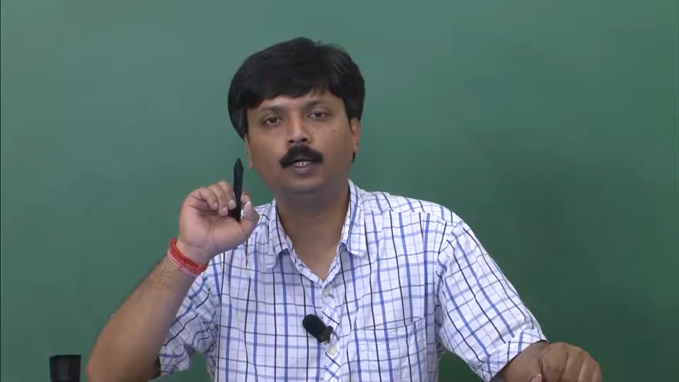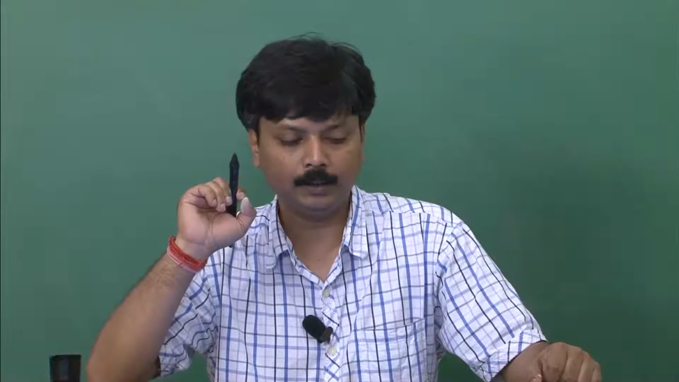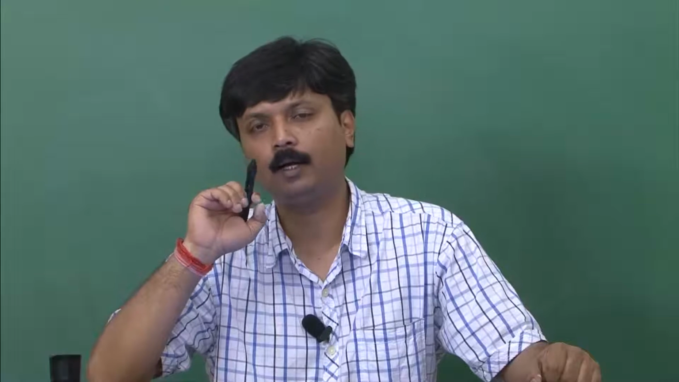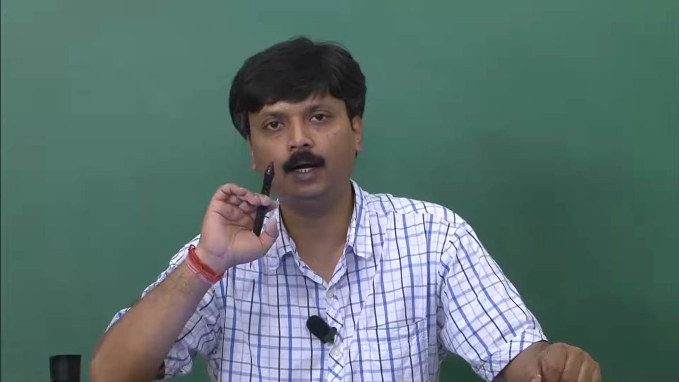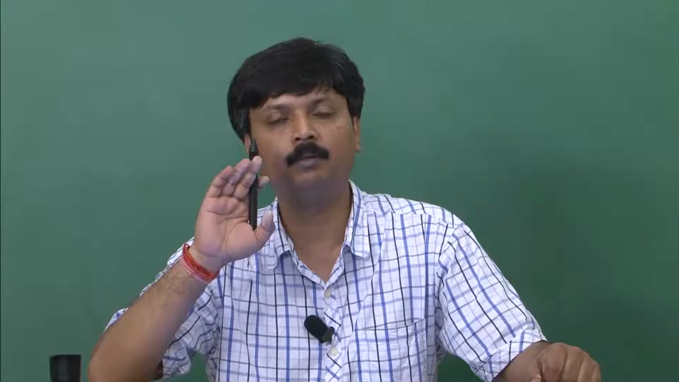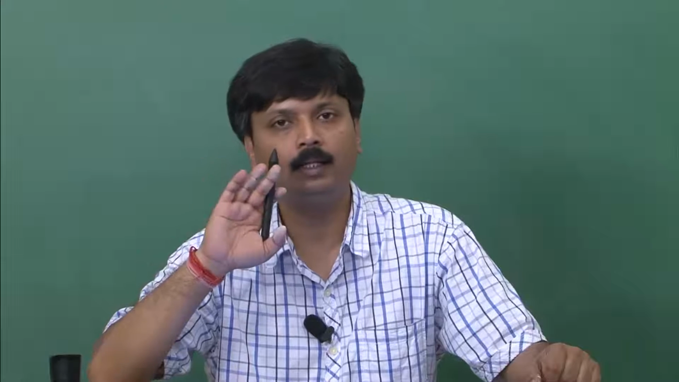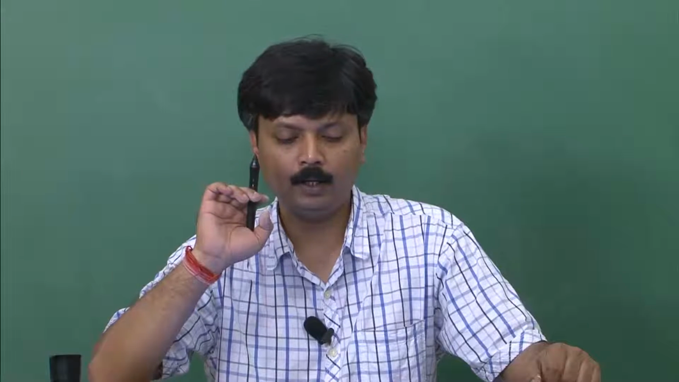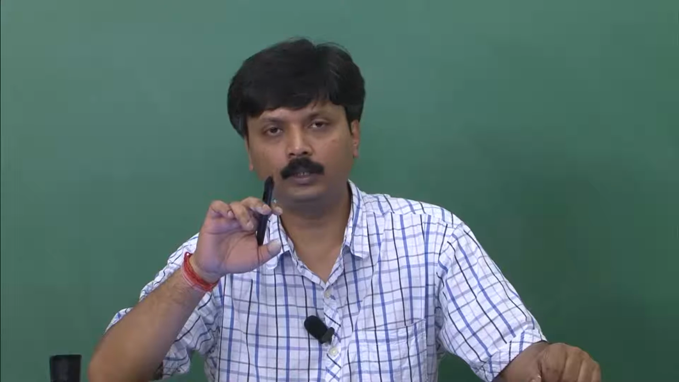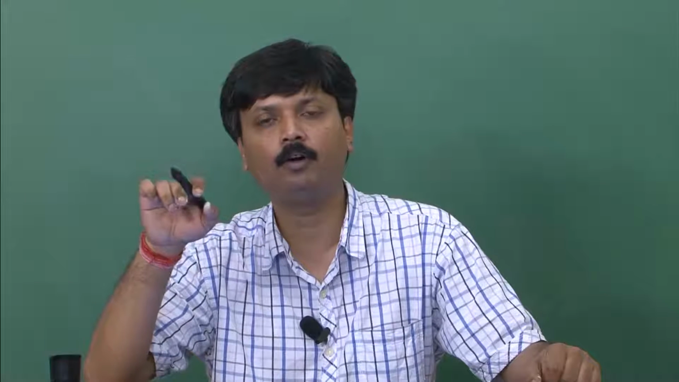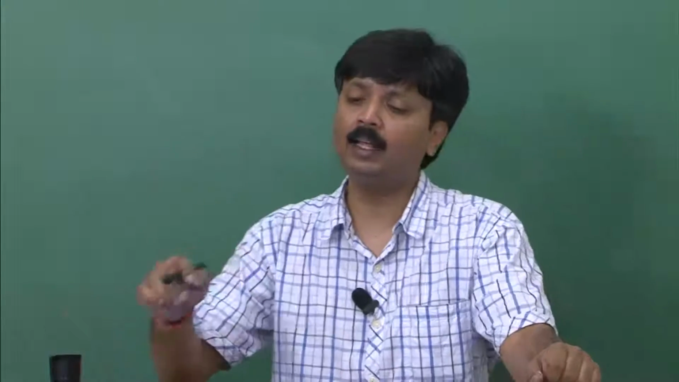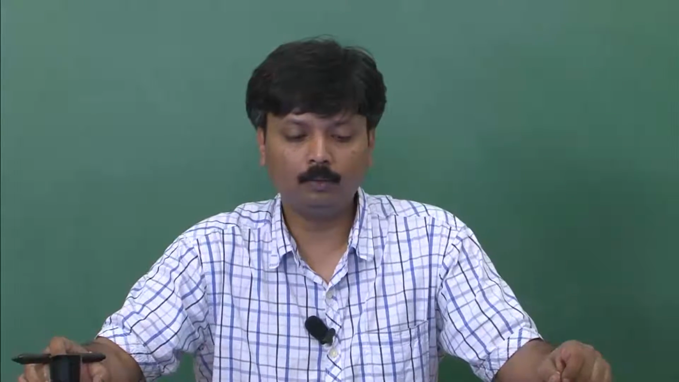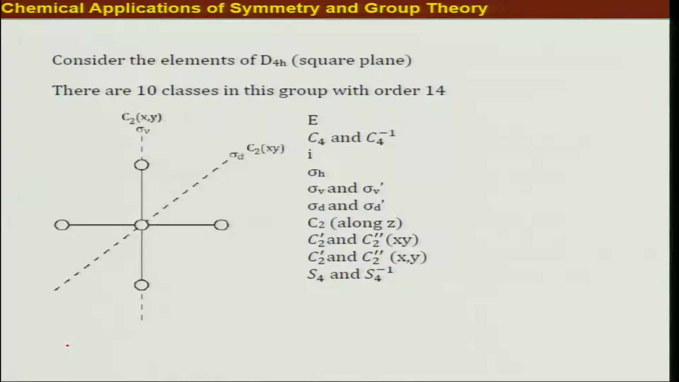The reason we club them together is that their properties, their characters, are the same. Like the character of C3 and C3 squared, they are the same. The character of sigma V prime, sigma V double prime and sigma V triple prime are all the same for the C3V point group. But the character for the C3 class and the character for the sigma V class may not be the same. When I say character, that has a deep meaning, so we will come to that in the following 2 or 3 classes.